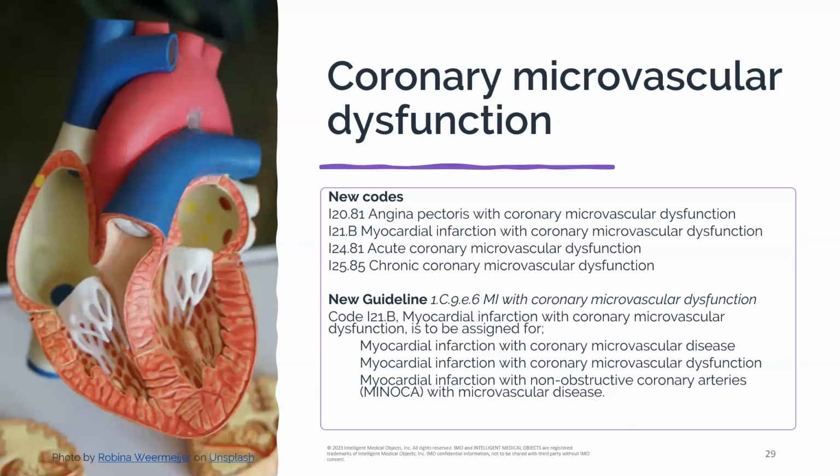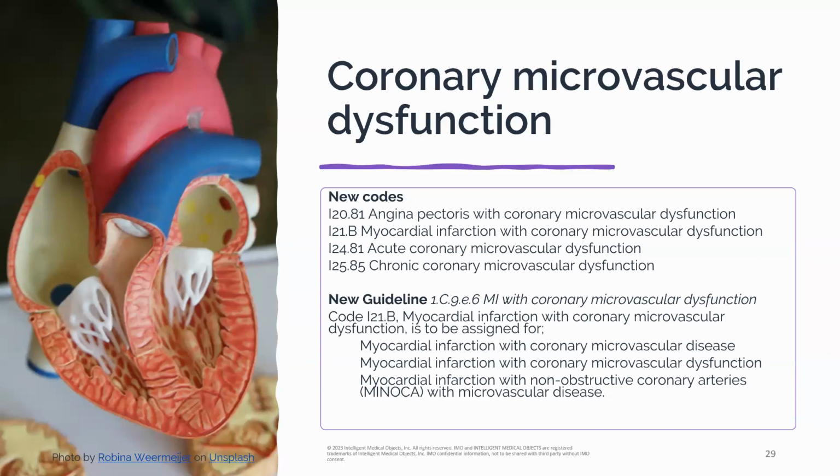So those arteries don't have plaque in them, but the damage is done to the inner walls of the blood vessels, decreasing blood flow to the heart. So many patients that have ischemia with non-obstructive coronary arteries or have an MI with non-obstructive coronary arteries have some associated pathology within the microvasculature.